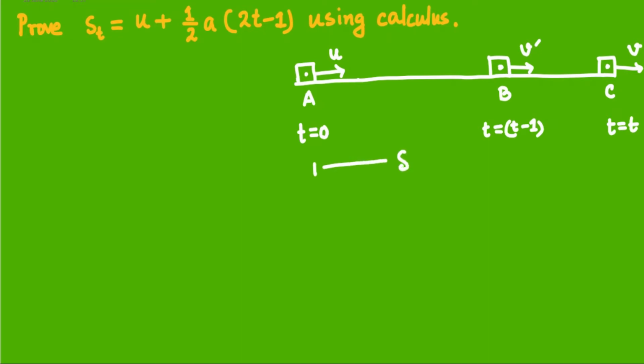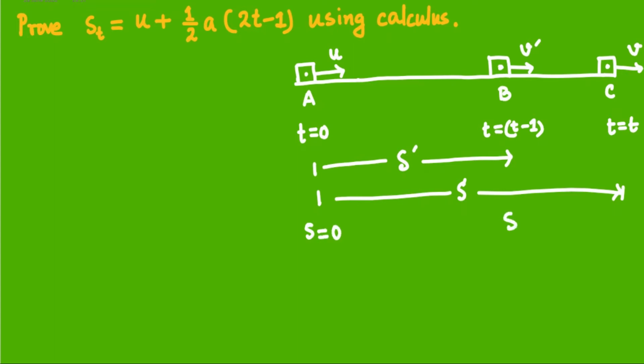Distance traveled by the body from A to B is s prime. Distance traveled by the body in time t minus 1 second is s prime, and distance traveled by the body in time t second is s. That is, if a body moves from A to C, the total distance will be s. At the point A, s equals 0. At the point B, s equals s prime, and at the point C, s equals s.